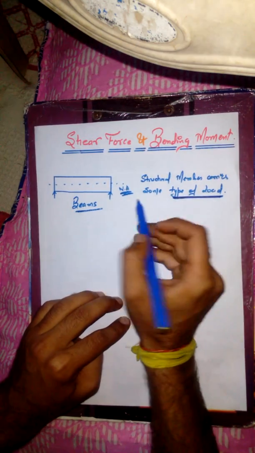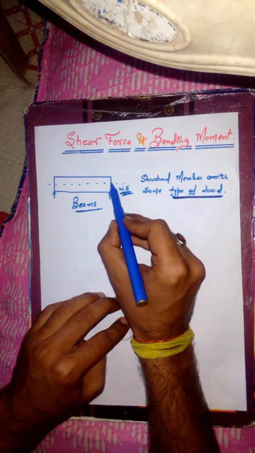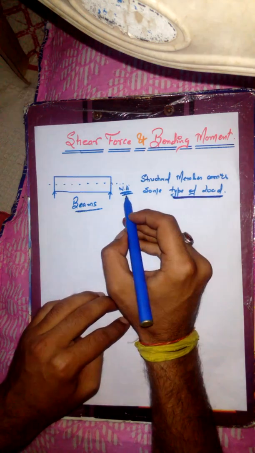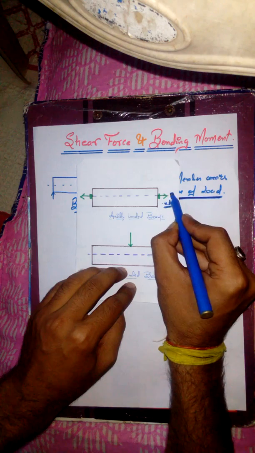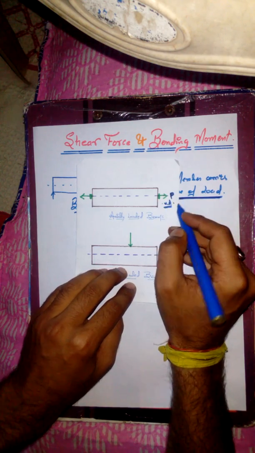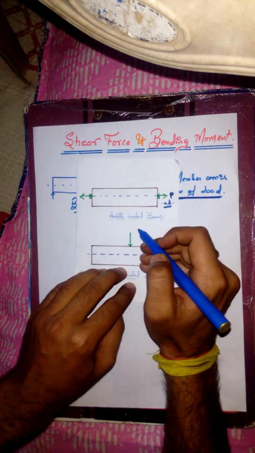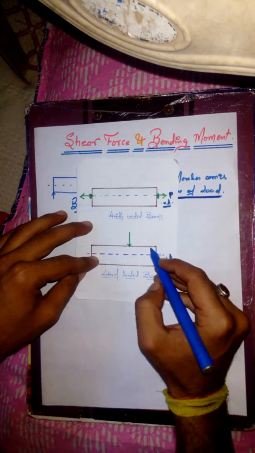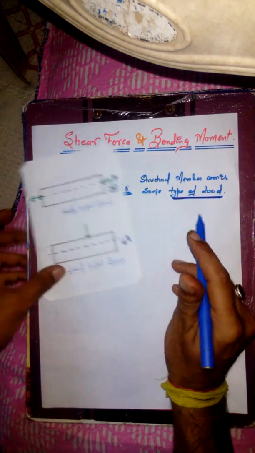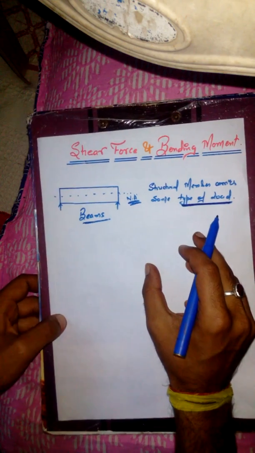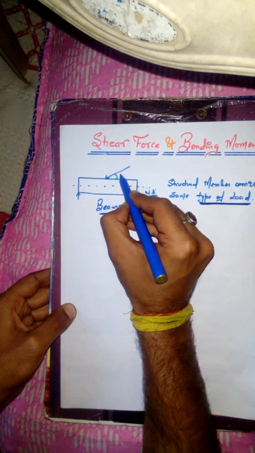The load may be parallel to the neutral axis of the beam, it may be perpendicular to the neutral axis of the beam, or it may be inclined. Let load P be applied parallel to the neutral axis. If the load is applied parallel to the neutral axis, then it is called an axially loaded beam. And if the load is perpendicular to the neutral axis, it is called a laterally loaded beam.